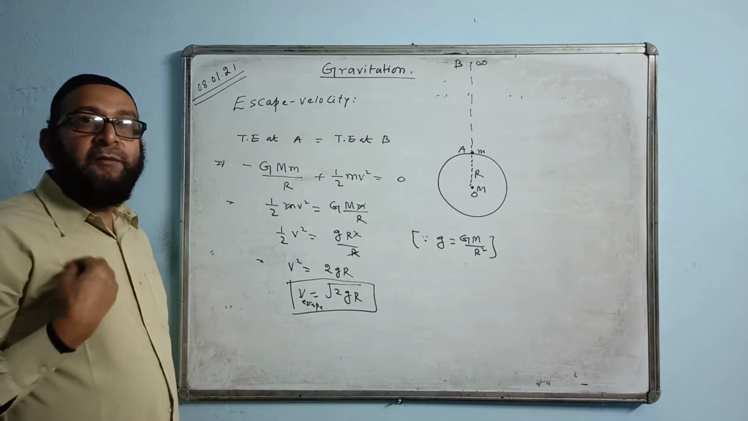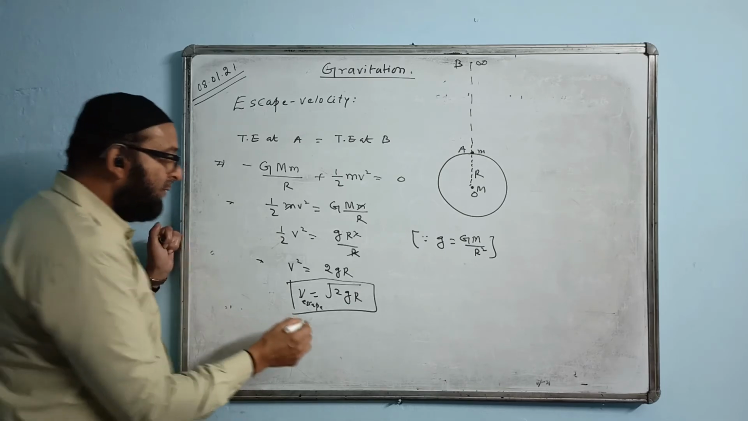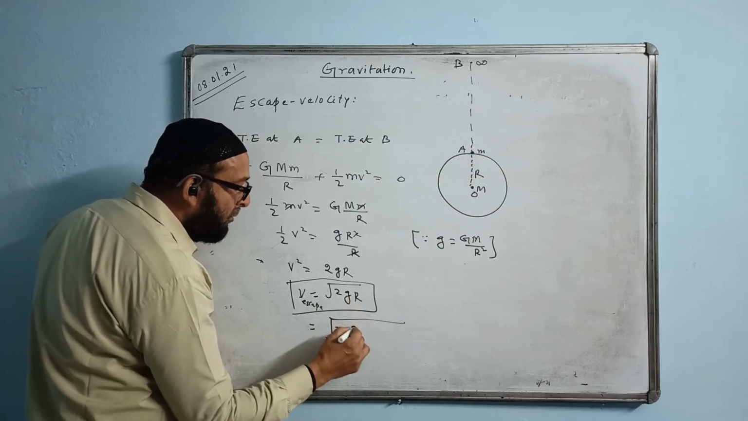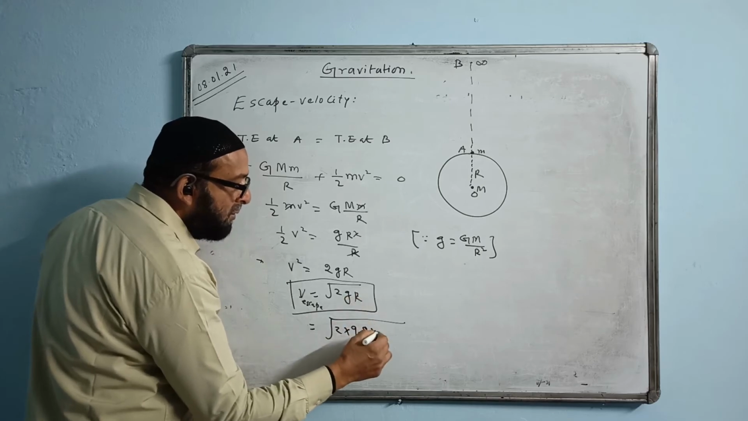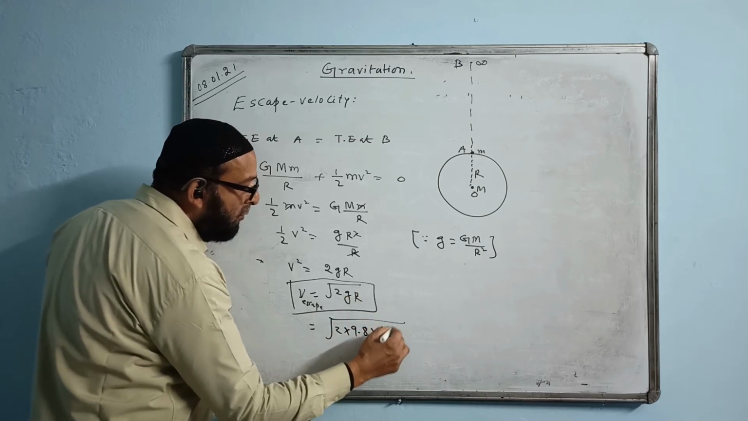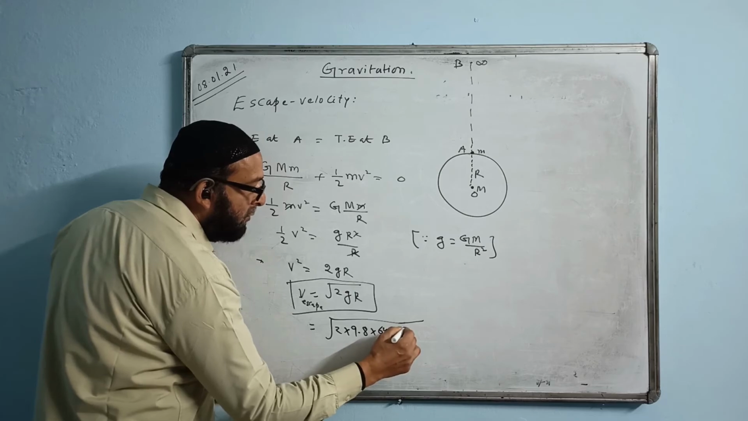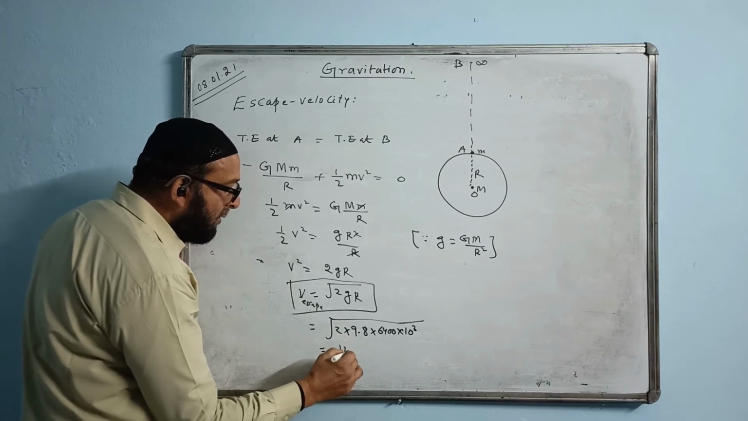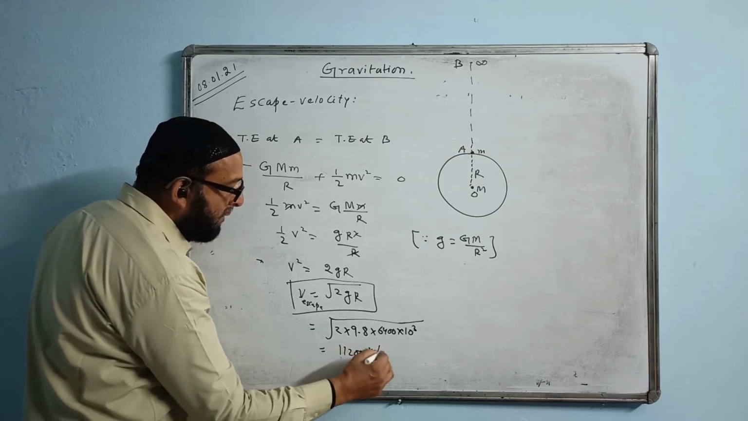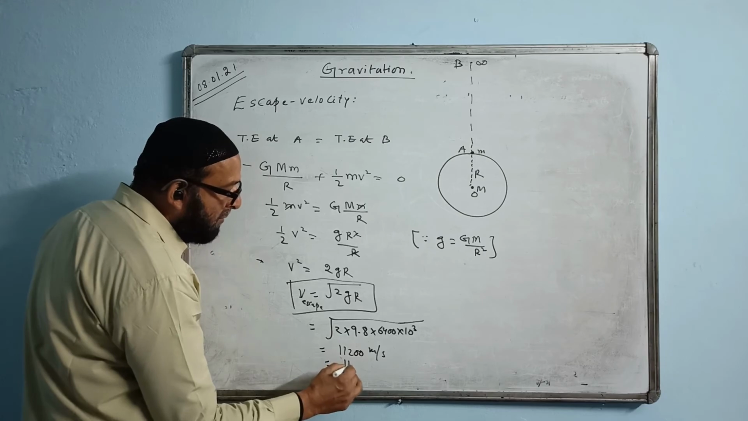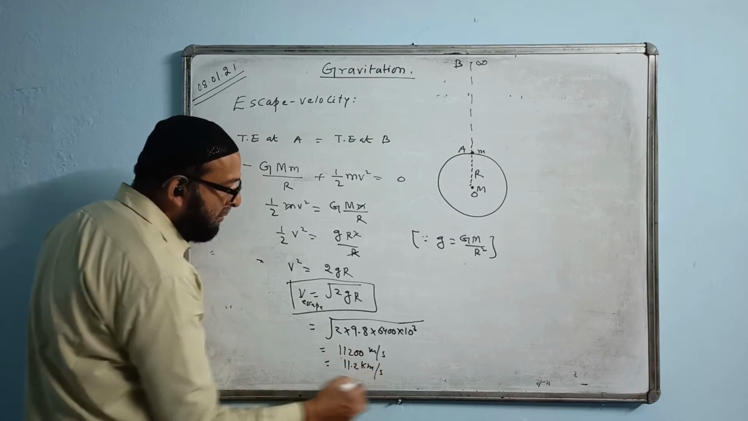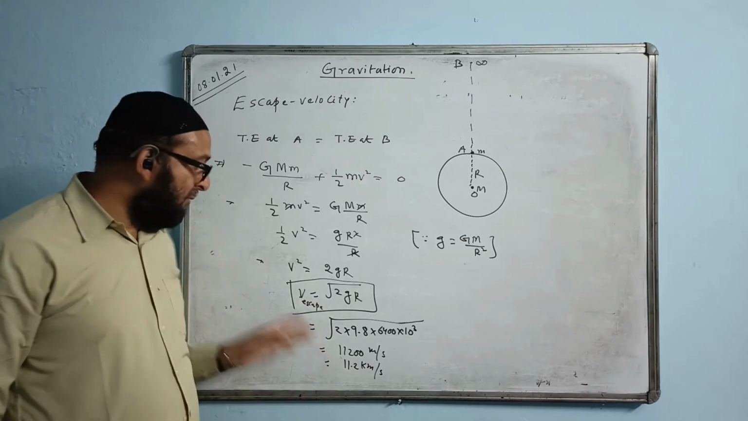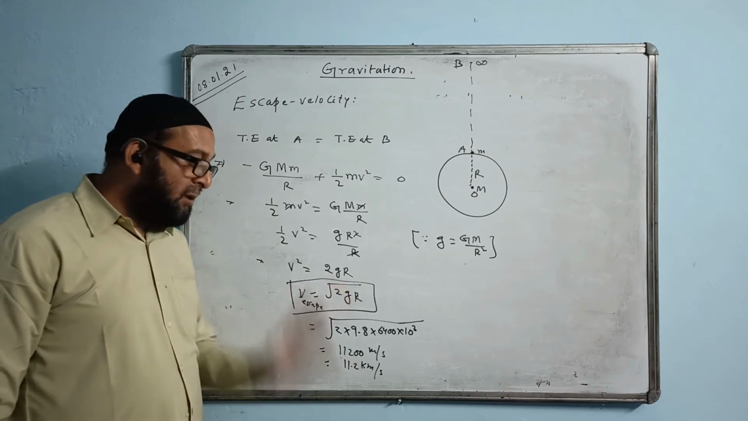For the surface of the earth, if we find the escape velocity, we can find the answer like this: root 2, the value of g on the surface of the earth is 9.8, and the radius of the earth is 6400 kilometers, that is 6400 into 10 to the power 3, changing to meters. Calculating, the entire answer will become 11,200 meter per second. If we change to kilometers, the answer will become 11.2 kilometer per second. Such a high velocity you have to give to the body so that it will not return back. This is the value of escape velocity for the surface of the earth.